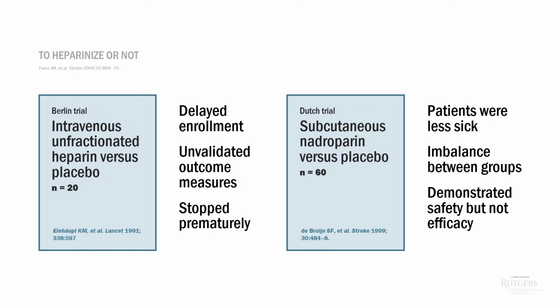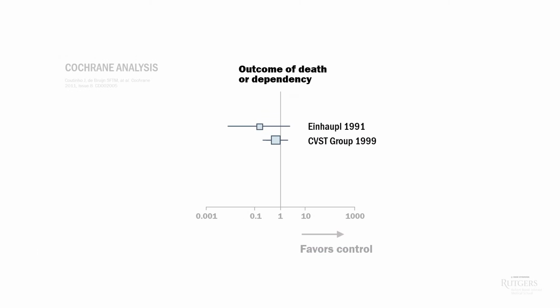What do we do now? Well, when conflicting data exists, you can always trust Cochrane meta-analysis to put the data into a statistical blender and try to produce a more definitive answer. And that they did. When it comes to death or dependency, the trend favors anticoagulation, and the guidelines continue to recommend it.